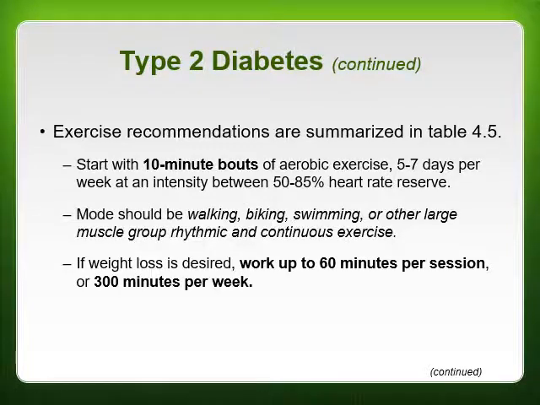Similar to some other things we've seen with type 2 diabetes, start with short bouts, again, 5 to 7 days per week, getting up to that 150 minutes or more. You're looking at an intensity between 50 and 85% heart rate reserve. A couple of modalities there: walking, biking, swimming, anything that's large muscle, rhythmic, continuous exercises.